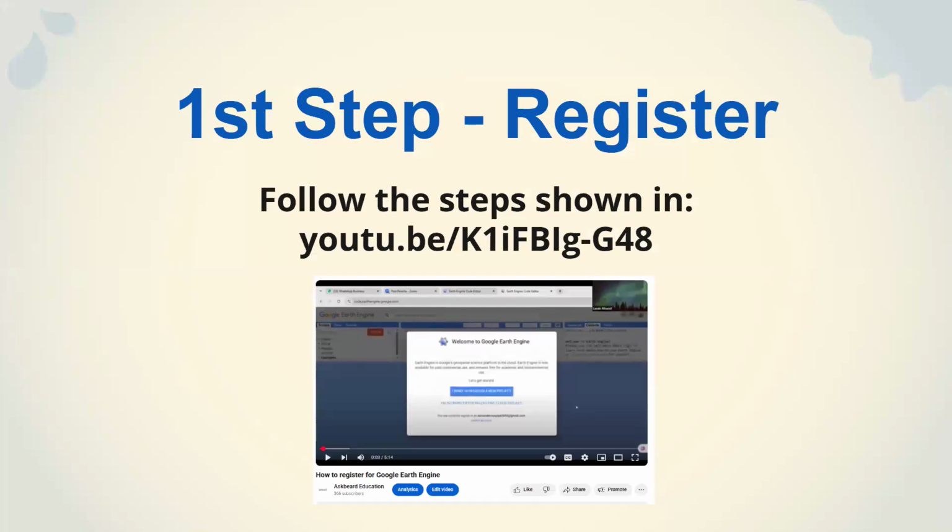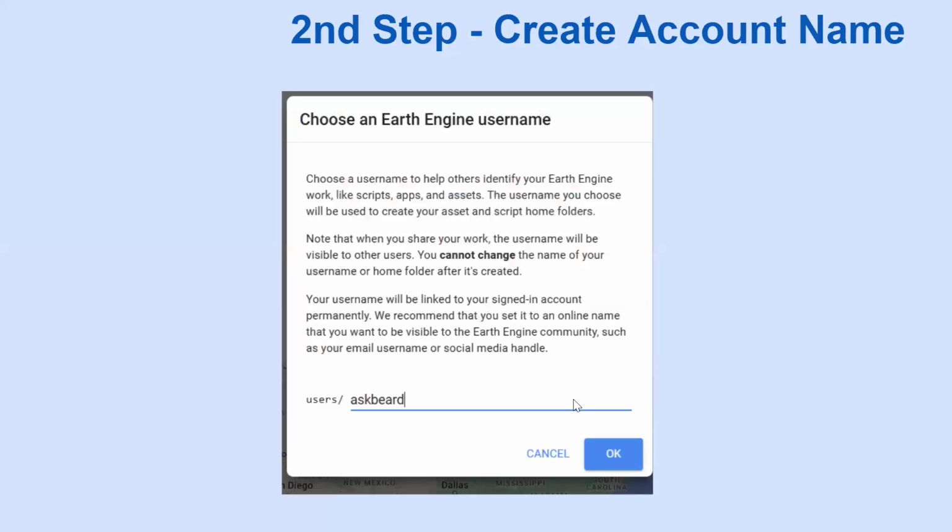So what are the steps for drought analysis using Google Earth Engine? The first main step is to register for Google Earth Engine. You can follow the steps shown in our YouTube video to register. If you already have a Google Earth Engine account, then you can create a username. And you cannot change your username after it's created.